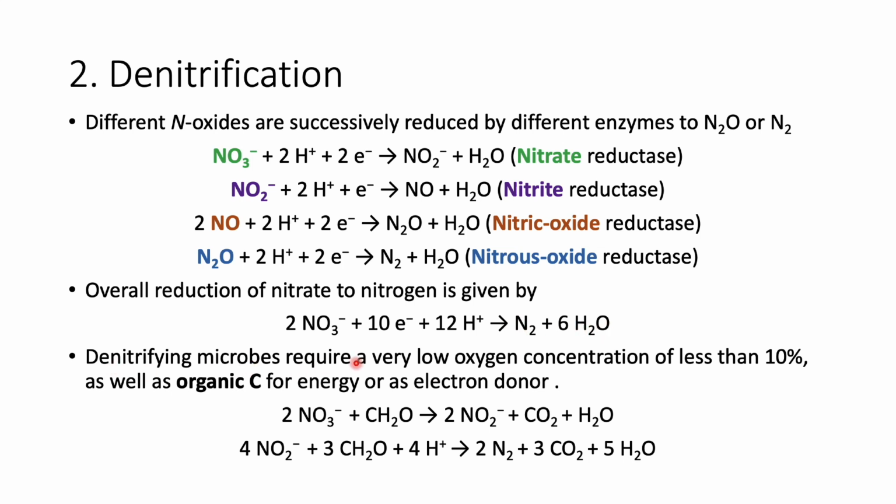The denitrifying microbes require a very low oxygen concentration of less than 10%, as well as organic carbon for energy, or as an electron donor. So here is the reaction that is given. This is the organic source, the organic carbon that is involved. 2 nitrate ion reacts with sugars to give nitrite and carbon dioxide and water. The nitrite ion further reacts with sugar molecules and the hydrogen atom to give nitrogen gas and carbon dioxide.